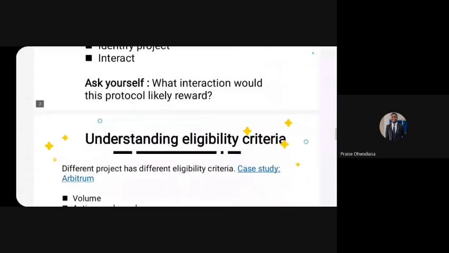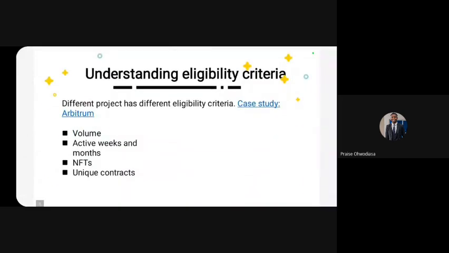So next up, we have understanding eligibility criteria. Different projects have different eligibility criteria. An eligibility criteria is a list of checkers a project uses to identify those who will get the airdrop. All right. So these are filters they use. For instance, they may say if you did not spend up to $1,000 using our product, if you do not have a total volume, meaning how much you used in total interacting with this project, if you don't have up to like $1,000, you will not receive.